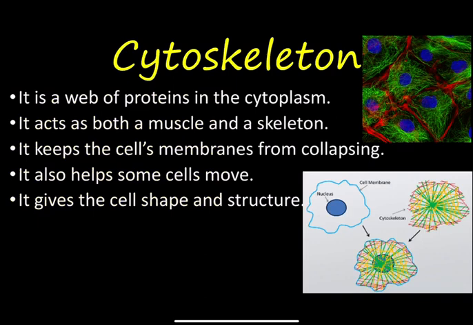A cytoskeleton. The cytoskeleton is like the bones of a cell. Think of your own bones. If you didn't have bones, you would basically just be a blob on the floor. Well, the same goes for a cell. The cytoskeleton gives the cell structure and shape. It's basically a web of proteins and acts like the muscle and skeleton of the cell. It keeps the cell's membranes from collapsing and also helps the cell move.